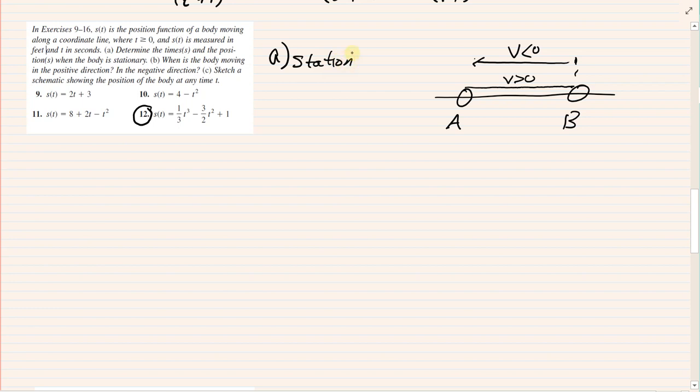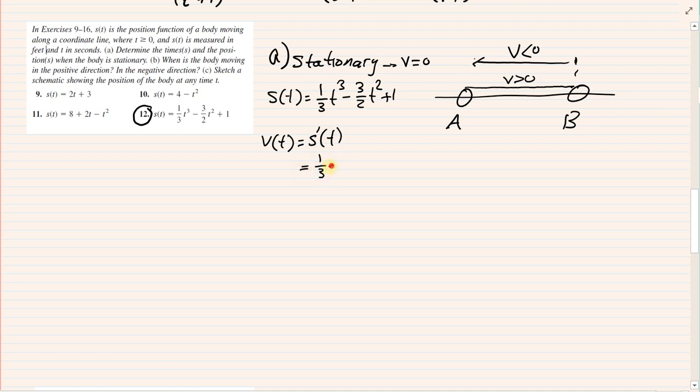Stationary. That implies velocity equals 0. So I need to find the velocity function and set it equal to 0. S of t is 1/3 t cubed minus 3/2 t squared plus 1. Velocity at any given time is going to be the derivative of the position function, and that's going to be 1/3 times 3t squared minus 3/2 times 2t. And that's going to give you just t squared minus 3t.